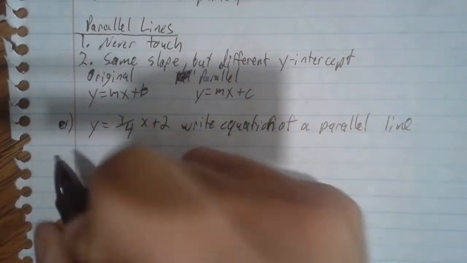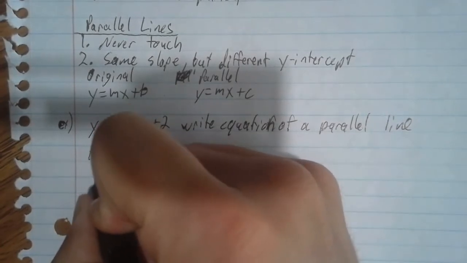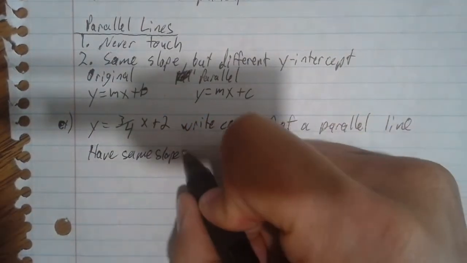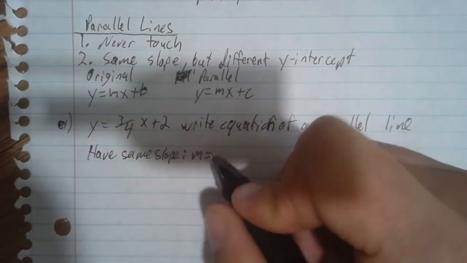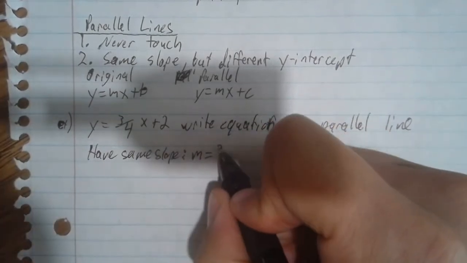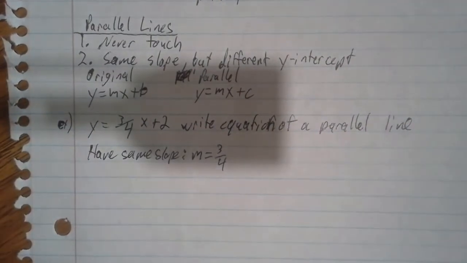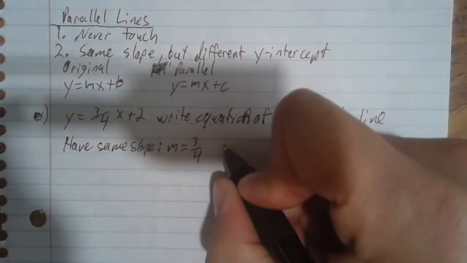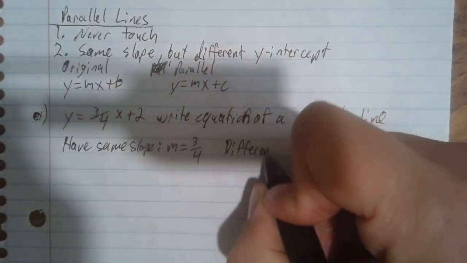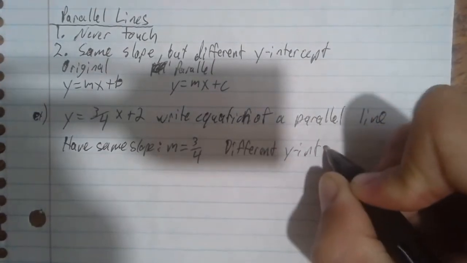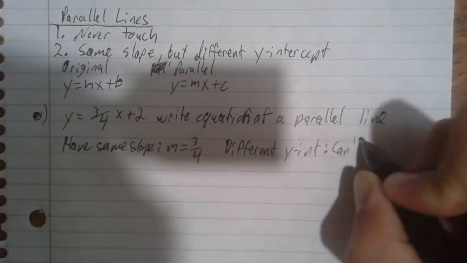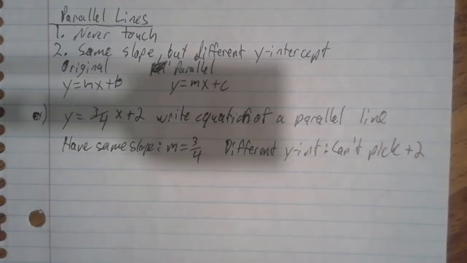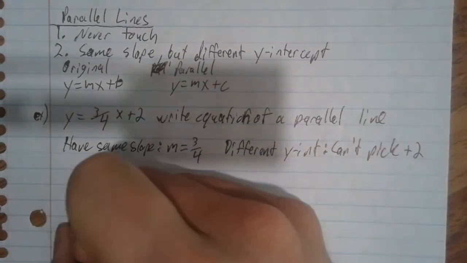First thing to note, they have the same slope. So my m equals 3/4. They have a different intercept. So I can't pick plus 2.